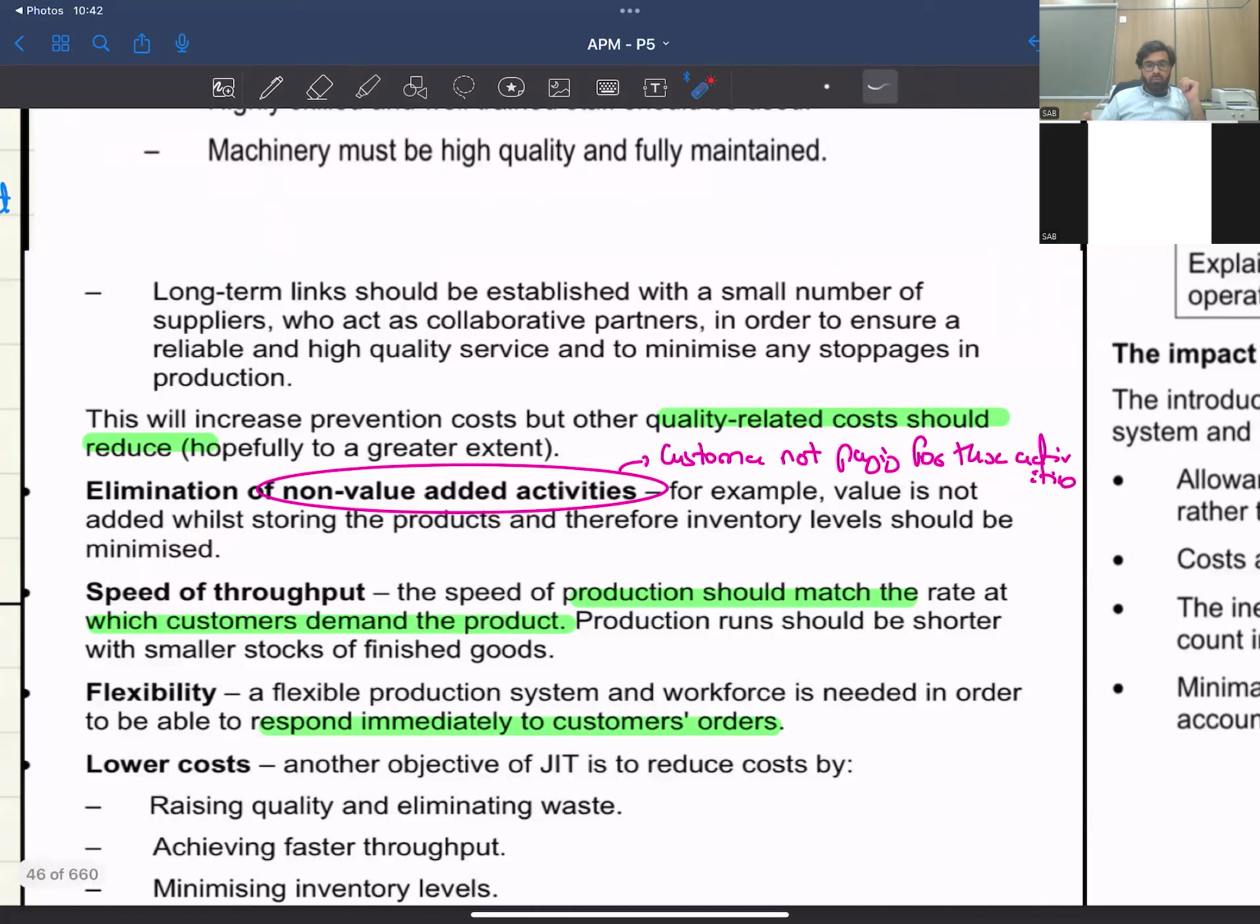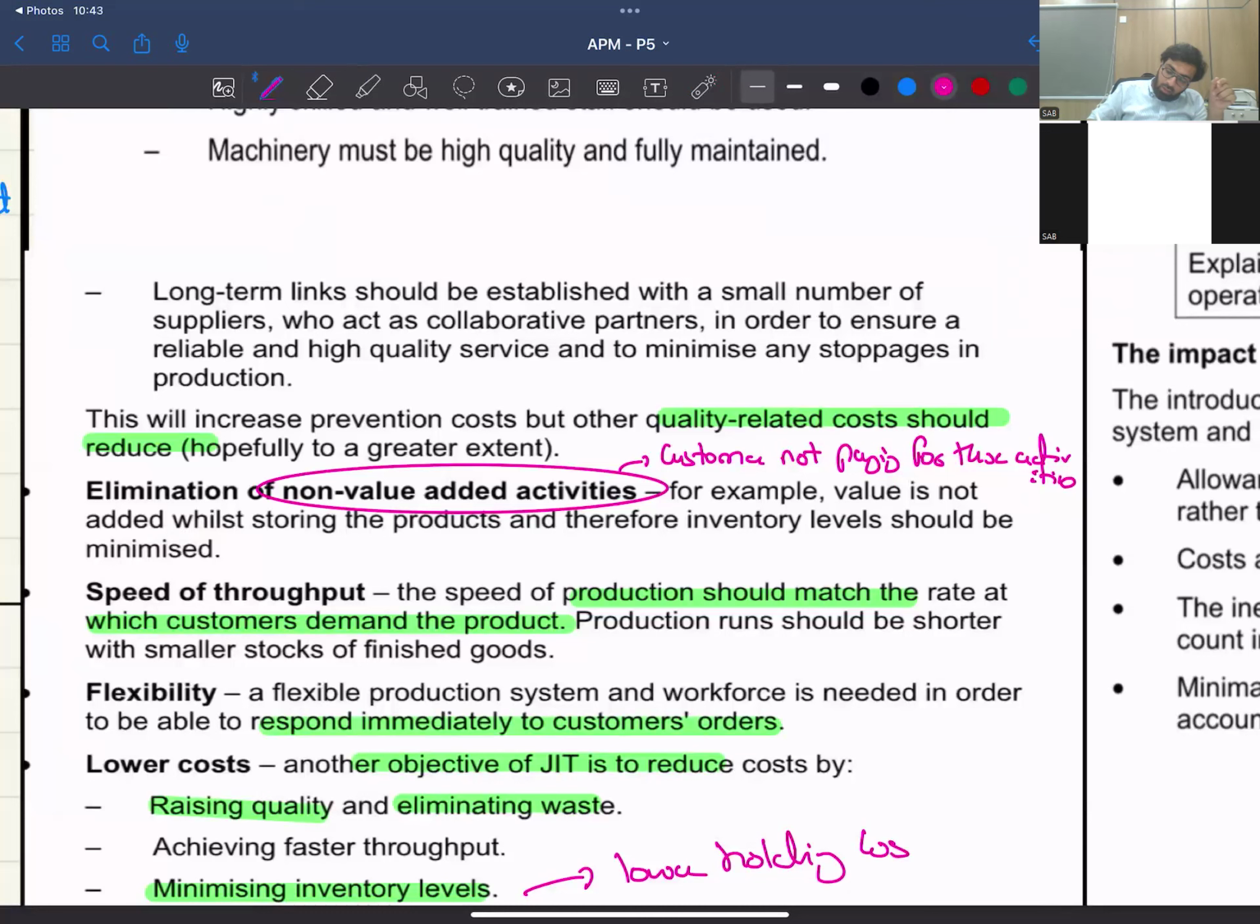Now, lower cost, another objective of JIT. How can JIT lower costs? Obviously, if you're not producing regularly, you're eliminating waste and you're raising quality. JIT asks you to eliminate waste, eliminate the culture of waste. JIT asks you to minimize the inventory levels. That means you will have lower holding costs.